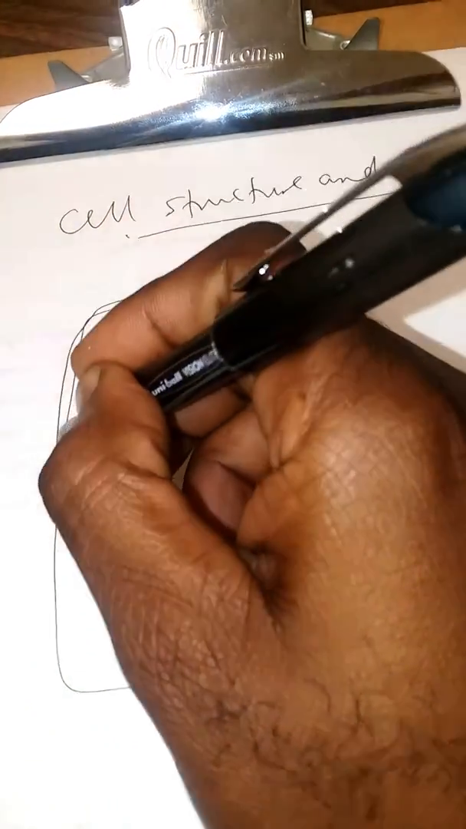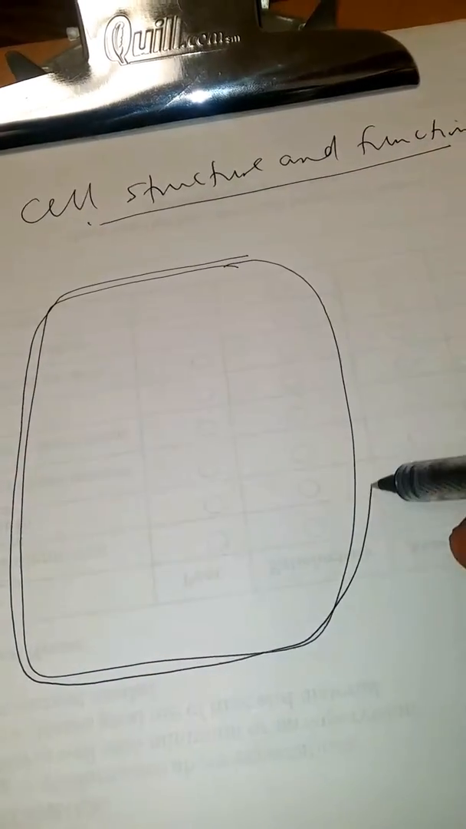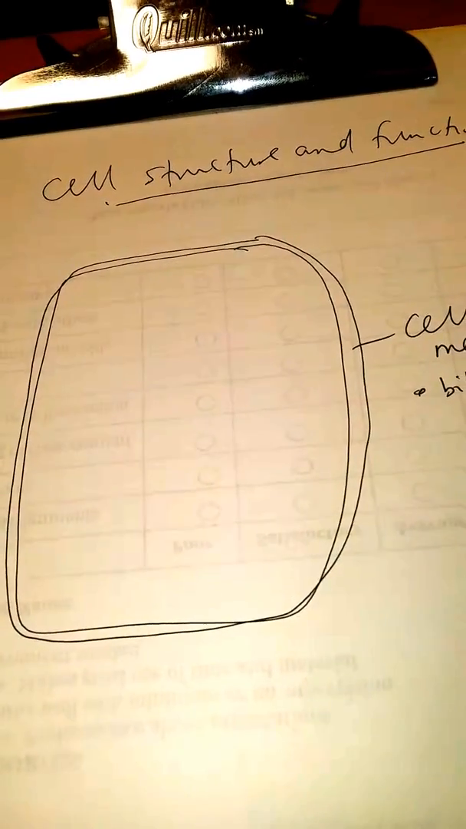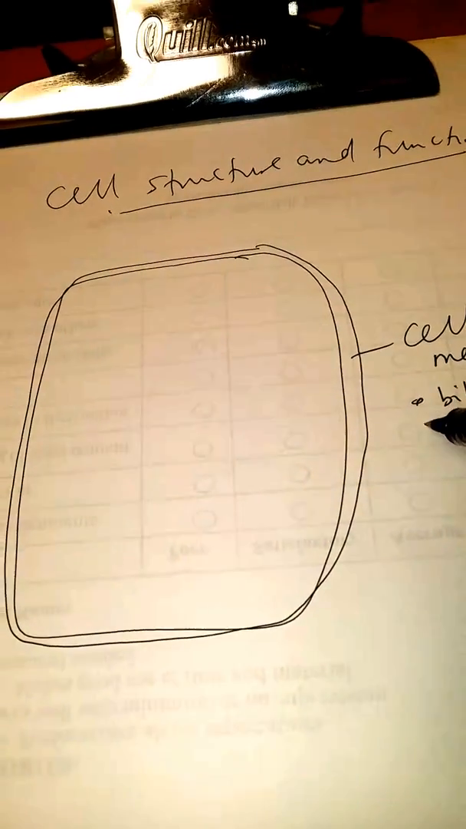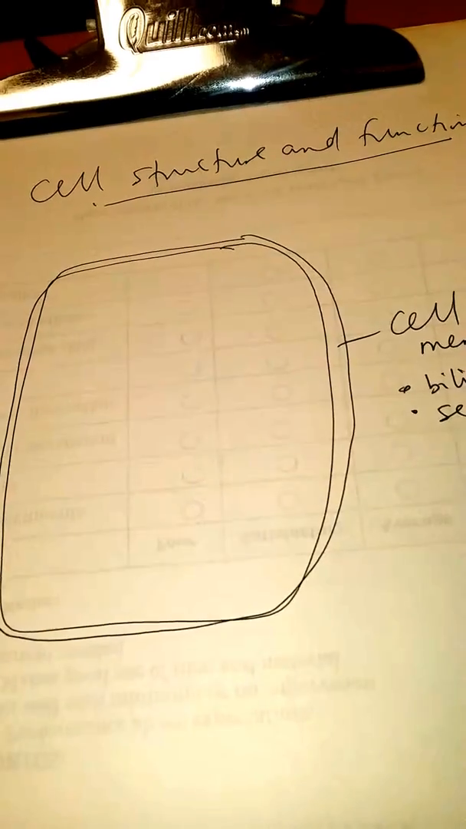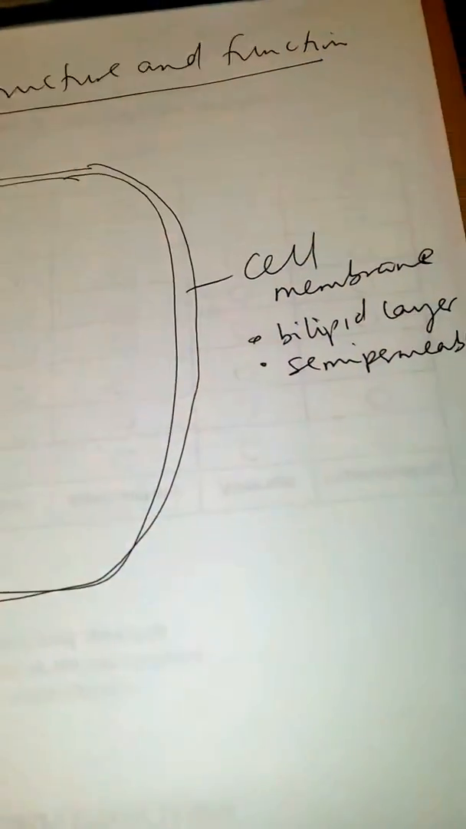There's an outer membrane, which we call the cell membrane. The cell membrane is made up of a double layer of lipids, so we call it bilipid layer. And it is semi-permeable, meaning it allows only certain things to go in and out of the cell.